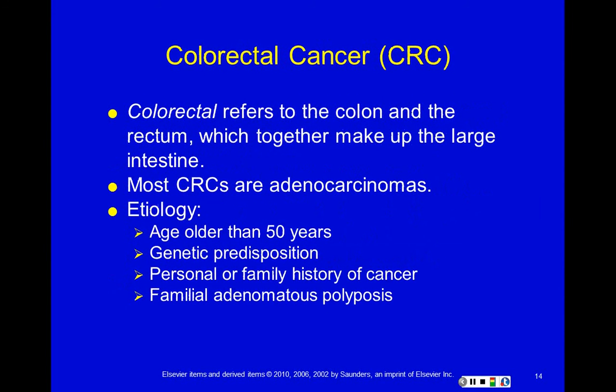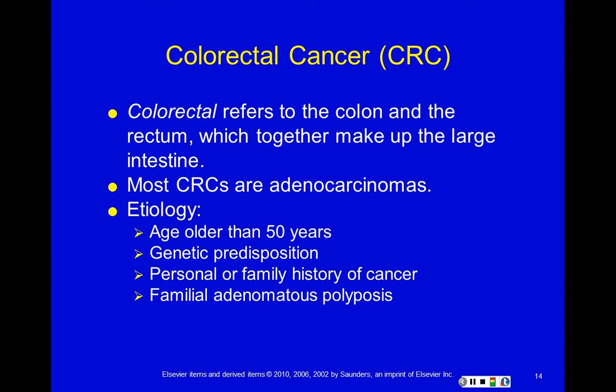With colorectal cancer, most colorectal cancers, as it says here, are adenocarcinomas. They form in the mucosa of the colon. The etiology, usually you see this occurring in people that are older than 50 years old. It usually has a genetic predisposition. We see that it runs in families. The person may have a personal or family history of cancer, and then we'll discuss familial adenomatous polyposis.